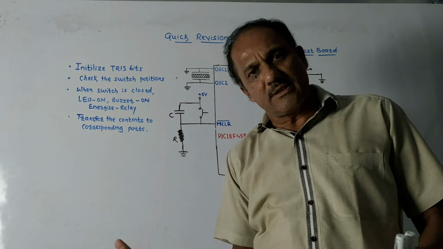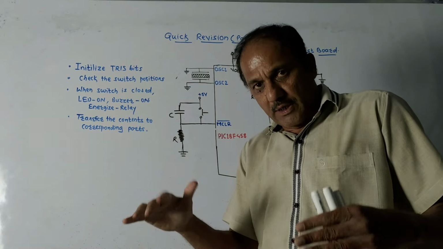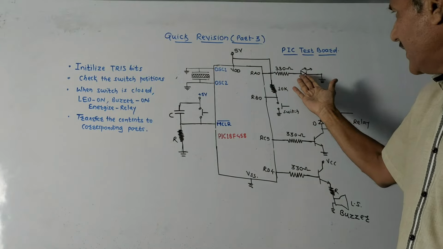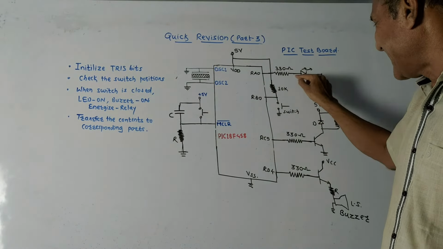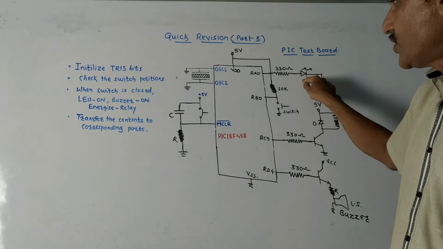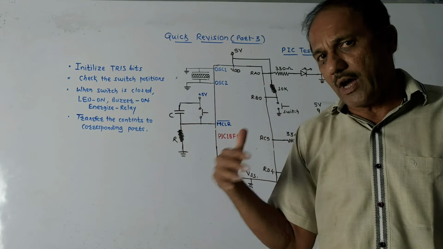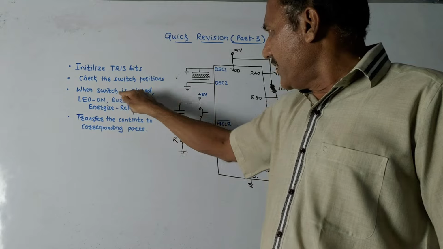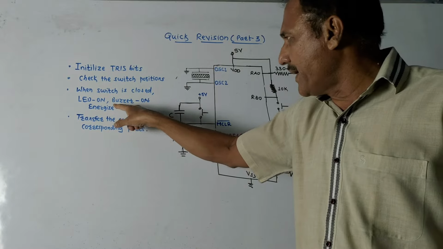Initialize the TRIS bits. We know that we have to make the corresponding port an output or input port depending on the requirement. For example, here I have shown the LED connected to port A, so port A must act as an output port because it acts as a current source, which is applicable for switching on the LED. Then check the switch position. Whenever the corresponding switch is closed, we have to generate the corresponding action like switching on the LED and so on. When the switch is closed, the LED must be on, the buzzer must be on, and the relay should be energized.